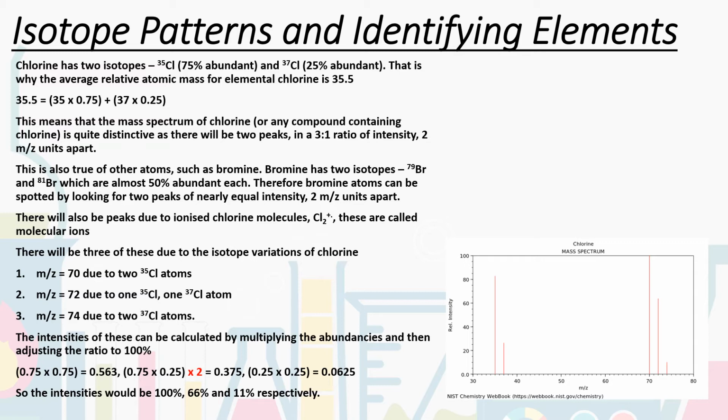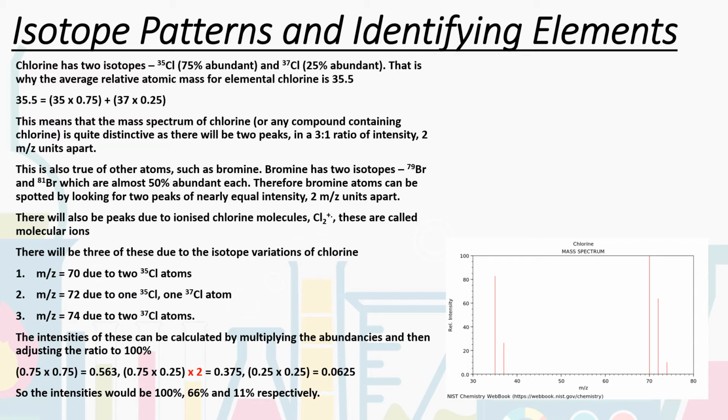So we then have to think about the isotope variations of chlorine. If we have a Cl2 molecule, there could be 2 atoms of chlorine that are both the 35 isotope. This would have an m/z of 70. We could have 1 35 and 1 37, or we could have both of them being 37 chlorine atoms.